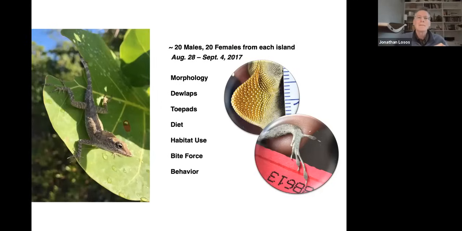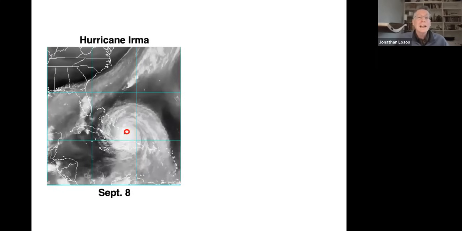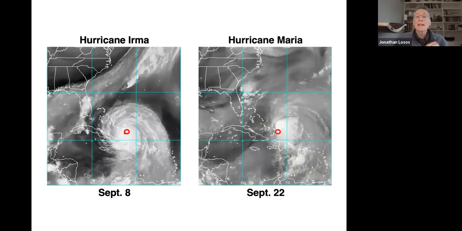This is the baseline data. They left on September 4th, 2017. 4 days later, Hurricane Irma went directly over these islands. And 2 weeks later, Hurricane Maria also went directly over these islands. So Colin and Anthony had pretty unusual data. They had censused these populations right before the hurricane.